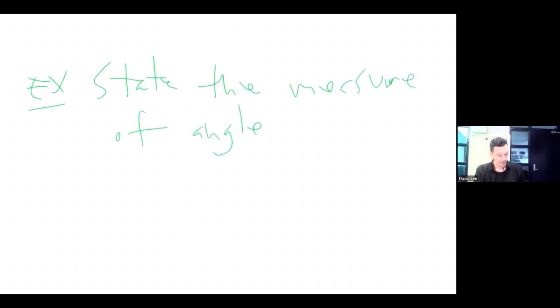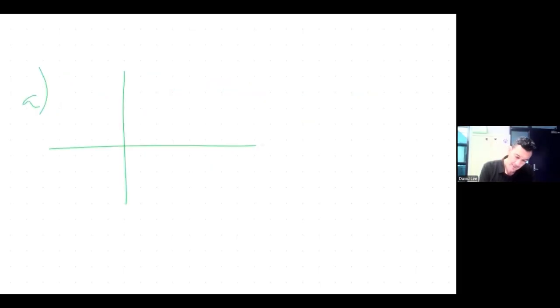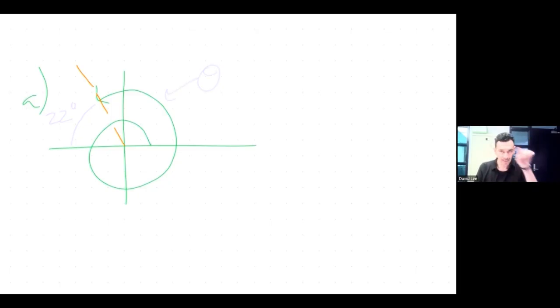Then state the measure of angle theta, period. You're given a picture, and the picture looks like this. It looks like that, it looks like this, boom. And then they give you the terminal side, like that. And then in a third color, they say that this extra bit is 22 degrees. And to make it clear, that green spiral, that is theta. You tell me what that green spiral measures.